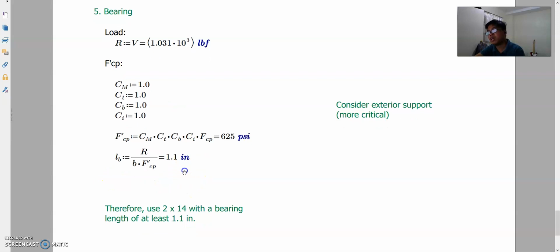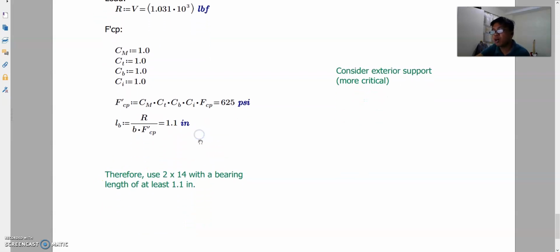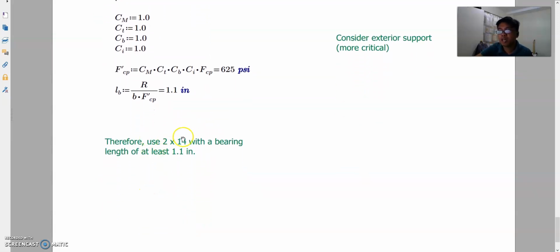And so we have a required bearing length of 1.1. So our conclusion is use 2 by 14 dimension lumber with a bearing length of at least 1.1 inches. Or inch, if you may. Okay?